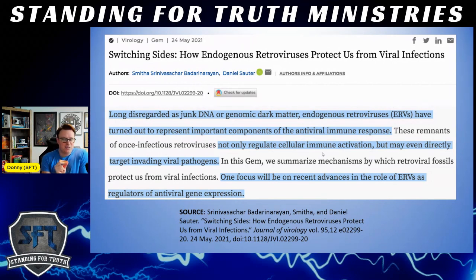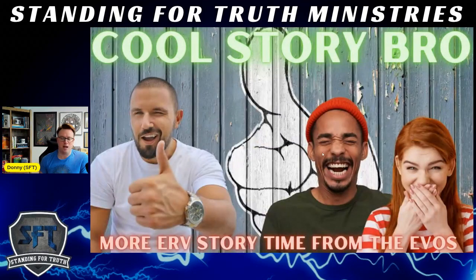You know, it makes sense that God would have front-loaded the genomes of living organisms with many kinds of functional elements that would fight off viruses, that would fight off harmful agents that are trying to invade. Notice they even admit it, long disregarded as junk DNA. No longer junk DNA, guys. Or genomic dark matter, endogenous retroviruses have turned out to represent important components of the antiviral immune response.